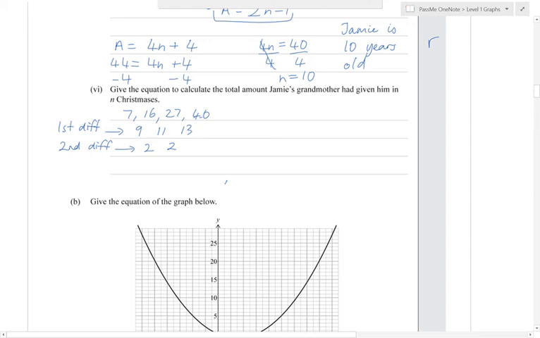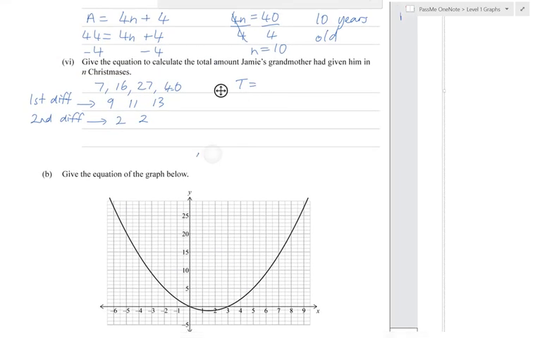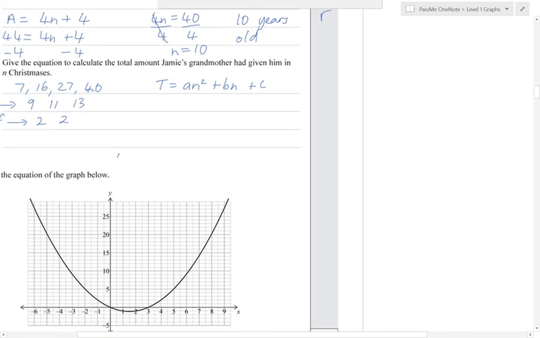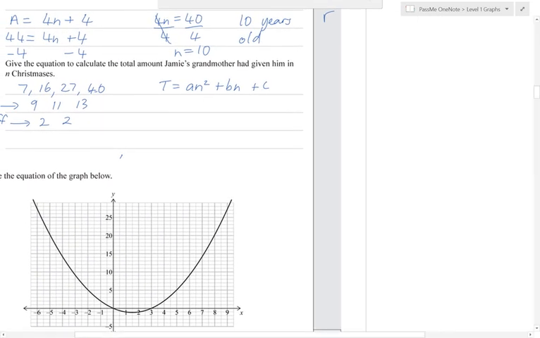So that means that we've got something like, where the total is something like an squared plus bn plus c. Alright, now there's lots of different ways to work out quadratic patterns, but the way that I find quite useful is to put 1 in for n. So that would give us a, because n squared is 1, plus b plus c equals, and the total for the first year is 7.